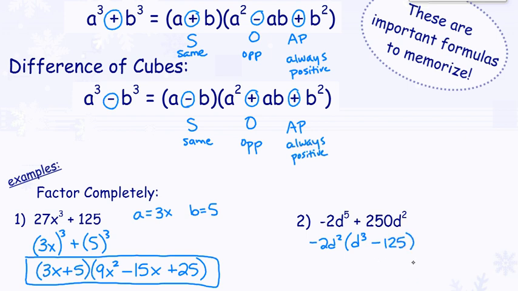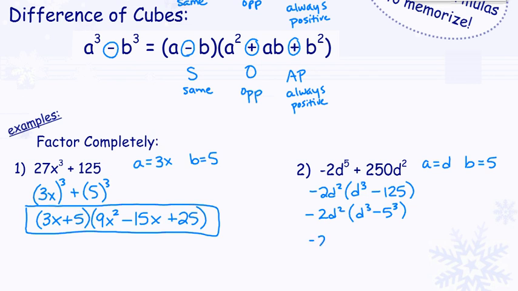Now look at the quantity in parentheses and ask yourself, is that a sum or difference of cubes? And it is a difference because we have minus, and d cubed is a perfect cube, and 125 is a perfect cube, so we do have a difference of cubes. So we can use the difference of cubes factoring formula, where in the formula A will be our d, and B will be 5, since 5 cubed is 125. I'm just going to rewrite this as d cubed minus 5 cubed. Okay, so now our job is to use the formula to factor d cubed minus 5 cubed.